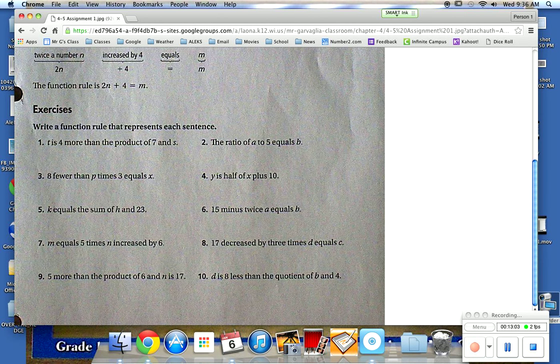Do the ones I haven't done. So 5 through 10, and then skip 11 and do 12, 13, 14.